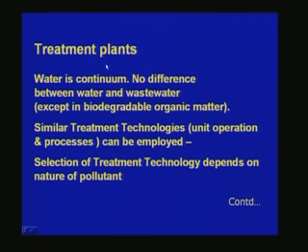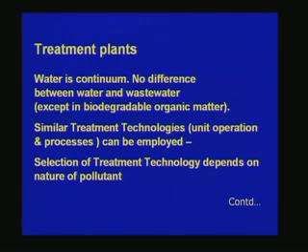Next, in order to do this quality enhancement, we require treatment plants. Several treatment plants are there. In this I want to say that water is a continuum. It is a very important thing. There is a continuous phase. For example, the wastewater discharged at Haridwar becomes water at Kanpur. The wastewater discharged at Kanpur becomes water at Allahabad, and so on and so forth. That means it is a continuous phase. So in other words, water is a continuum.